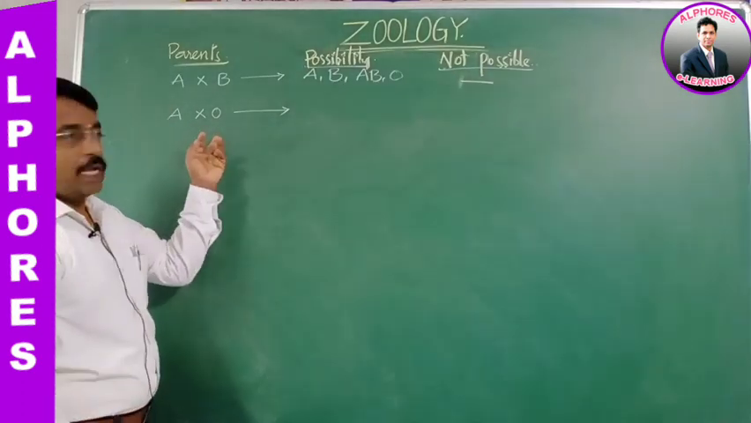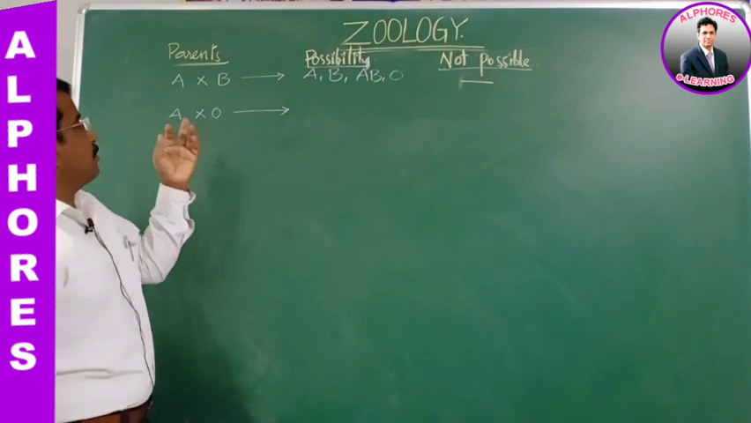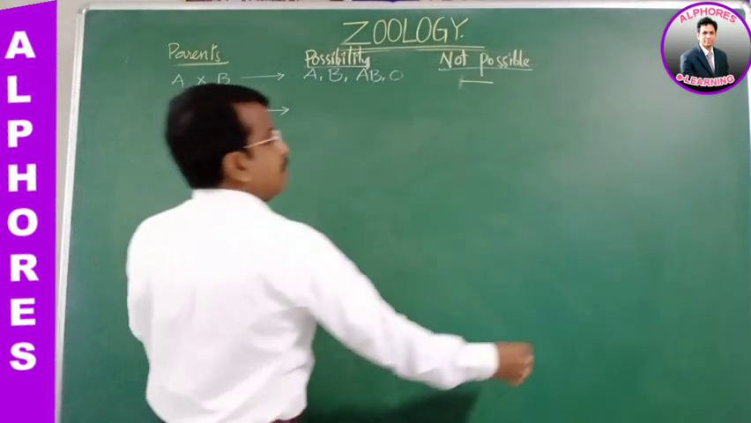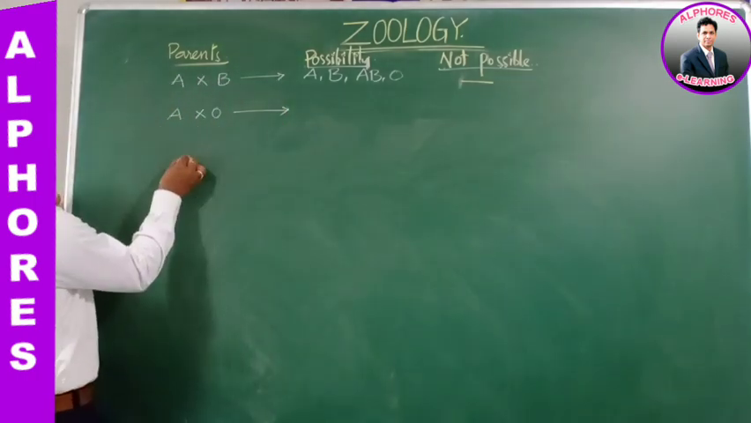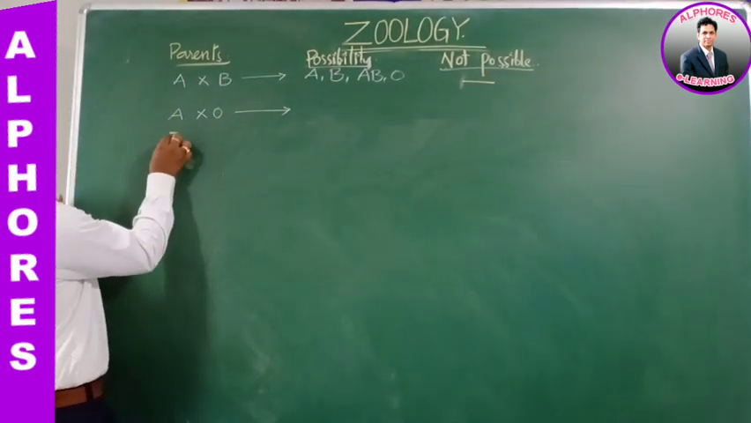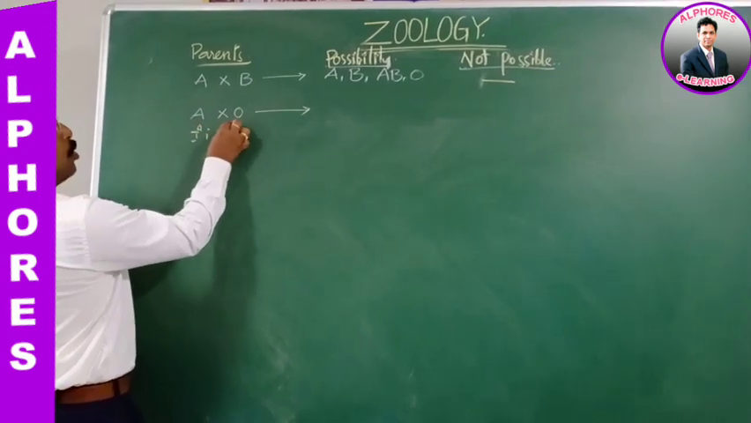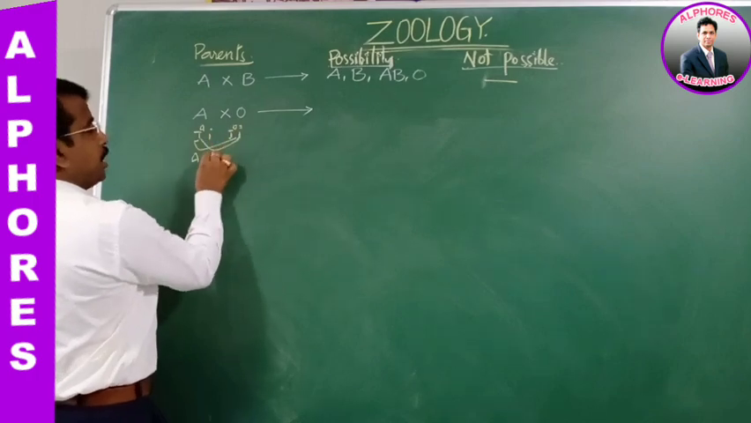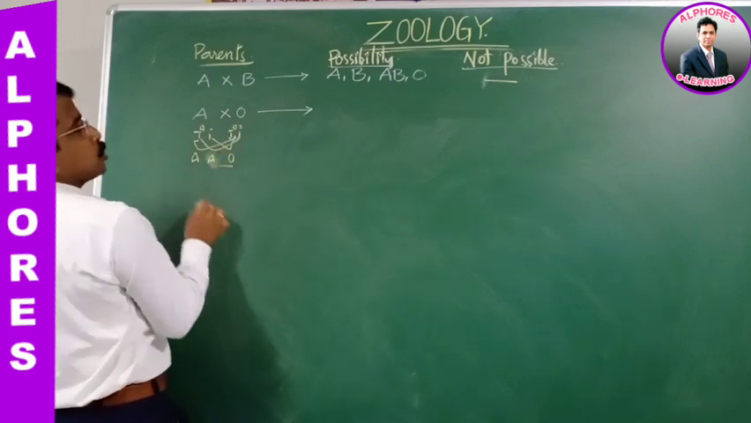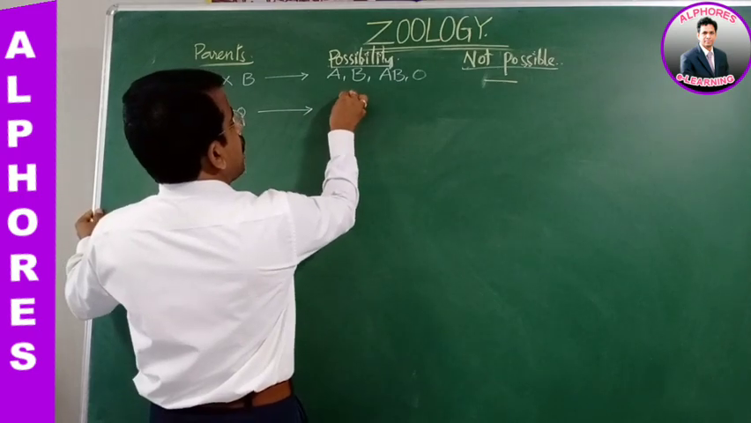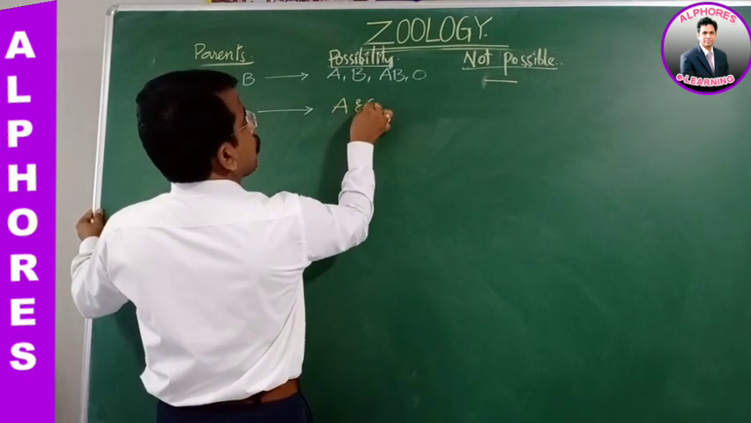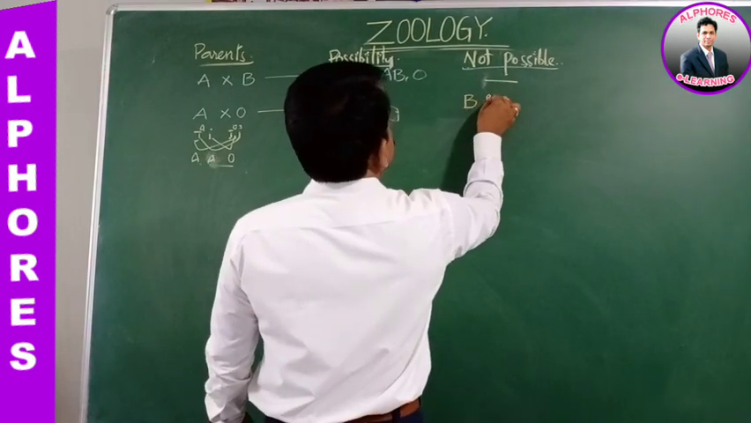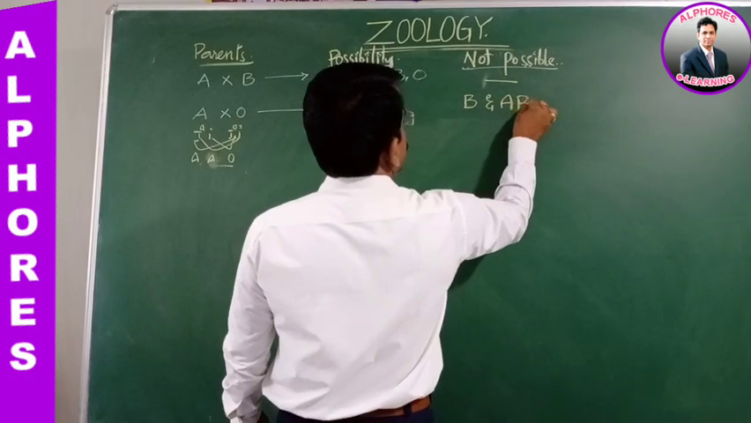Look at here. The second combination, if the parents are with A and O, what are possible? That is, if we see IA, IO, IO, IO, which means A and A, O and O. So what are possible? A and O are possible, and what are not possible? B is not possible. At the same time, AB is not possible.